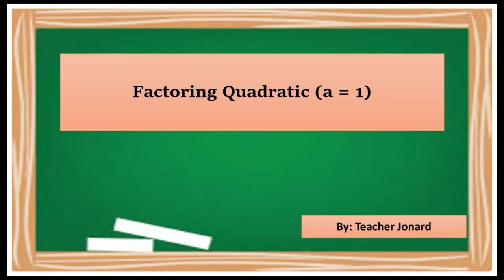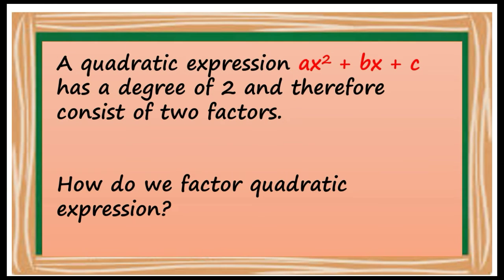Today, we'll be discussing factoring quadratics where the leading coefficient a is equal to 1. A quadratic expression ax squared plus bx plus c has a degree of 2 since the highest exponent is 2, and therefore consists of 2 factors. How do we factor this kind of expression?